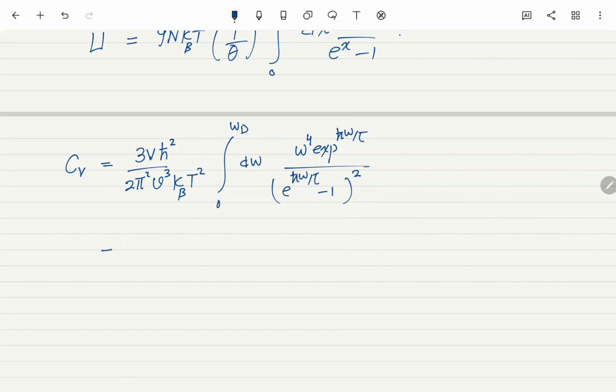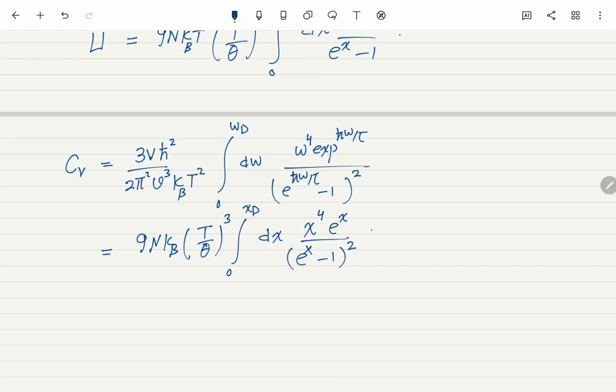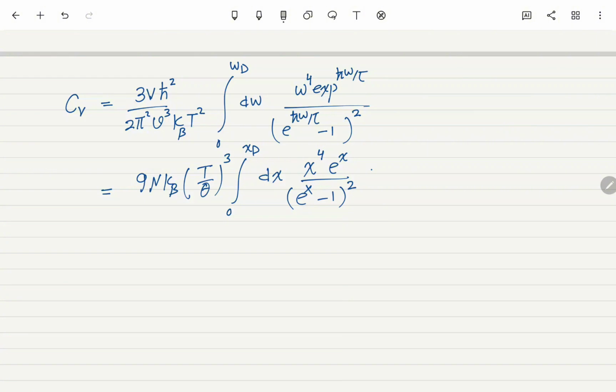In other words, CV here is equal to 9 N kB T over theta cube, integration 0 to xD, dx x to the power 4 e to x over e to x minus 1 square. Now let's find the heat capacity at very low temperature.